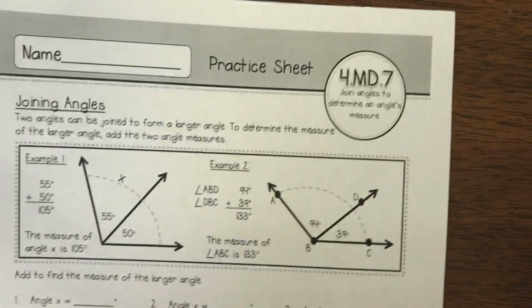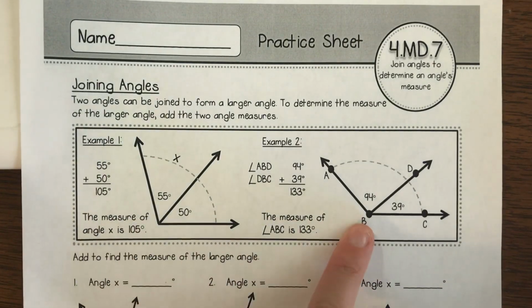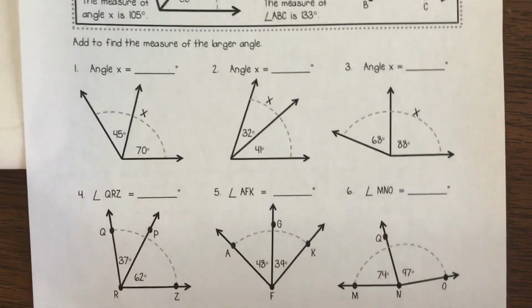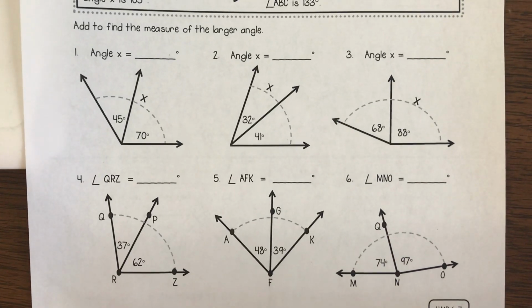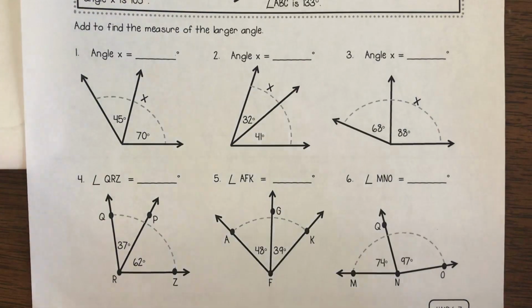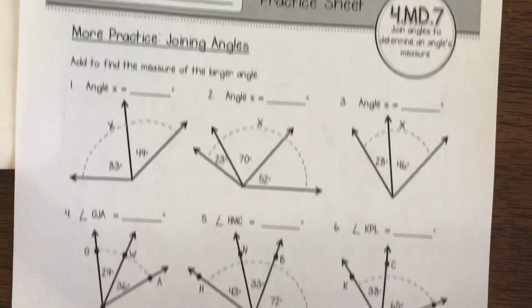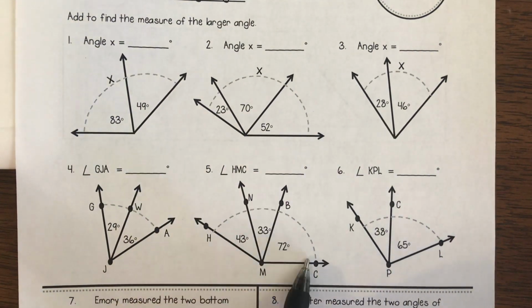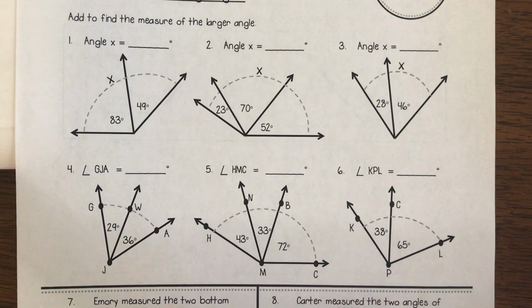What you're going to be working on today, boys and girls, again, the 2 examples that we just went over are on top, so you can always refer back to those. You have 6 problems on the front to work on, where again, you're finding the measure of the larger angle, so you're joining them together. On the back is when you start to get into multiple angles, more than just two. So you have 3 angles here, 3 angles here. You are still just joining them together.